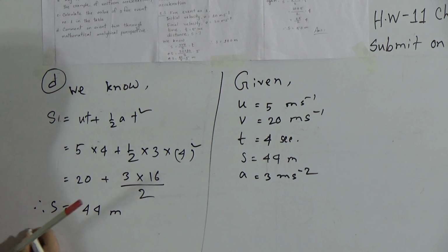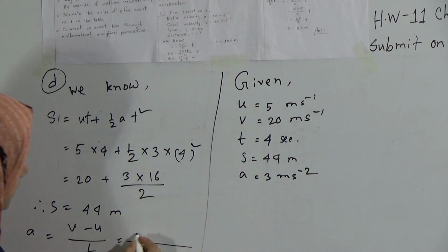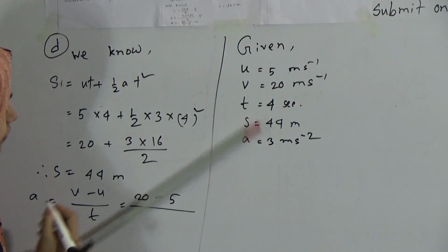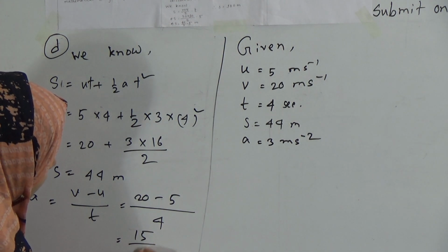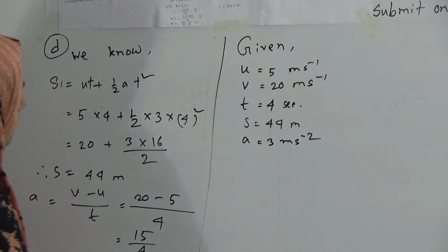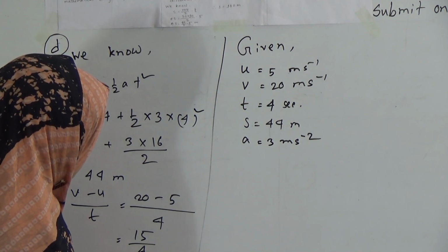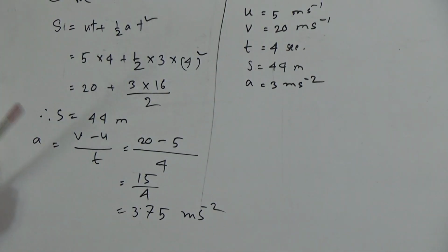Now we have to find out the acceleration. So what is the formula of acceleration? Acceleration a equals (V minus U) divided by T. Now put the values: V is 20 minus U is 5, and T is 4. So 20 minus 5 is 15, divided by 4, that means 3.75 meters per second square. This is the acceleration, 3.75 meters per second square.